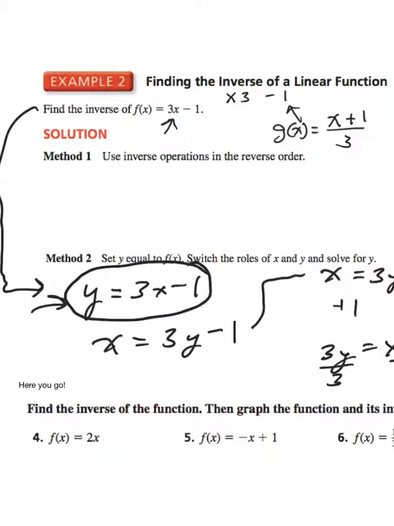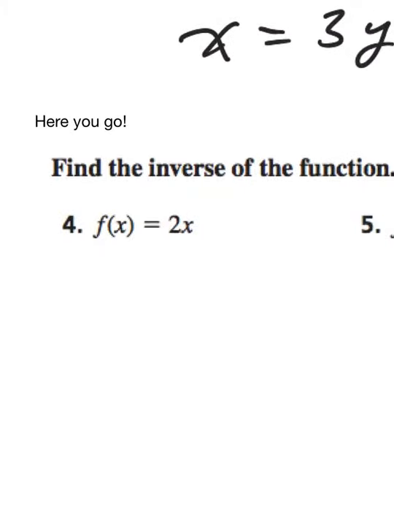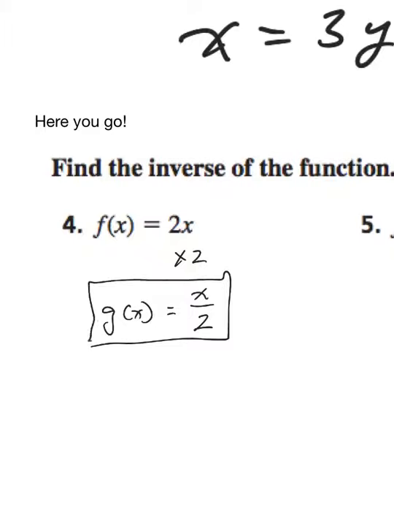So that may not be a popular thing, but let's go ahead and use that for the "here you go" portion of this. If we're going to use that method for this one, it says f of x equals 2 times x. So there's only one thing being done. We're multiplying by 2, so let's undo that. That means that g of x is going to be x, not times 2, but divided by 2. So this is one way to get the inverse function.